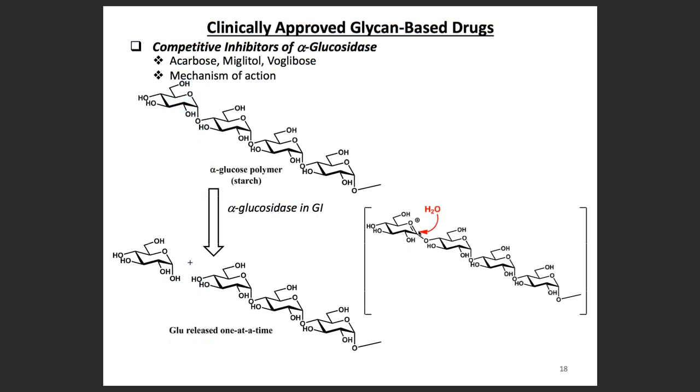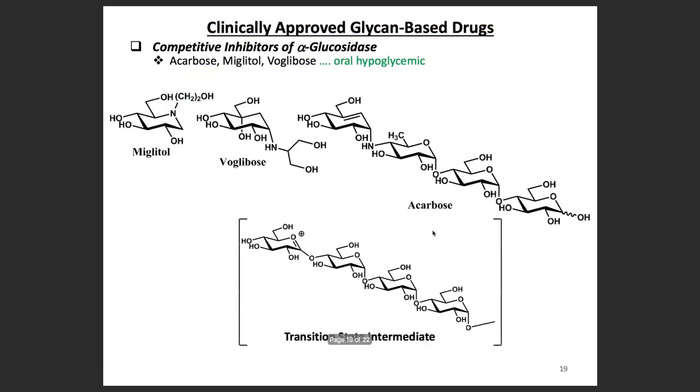So the transition state intermediate is this one, okay, where you have a carbonium ion, an oxonium ion that is formed, and therefore it generates a planar structure. Now, using this logic, they've actually come up with several molecules. Acarbose is one molecule, which is a tetrasaccharide with a double bond. Although this is a scaffold, which is sugar, this scaffold is not really sugar because that doesn't have an oxygen, but still we can claim it as a sugar molecule.